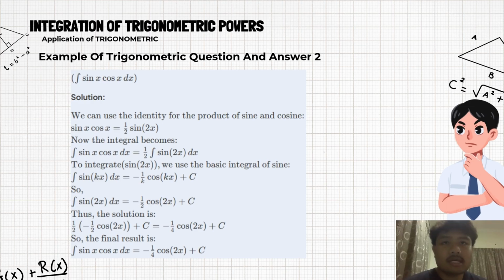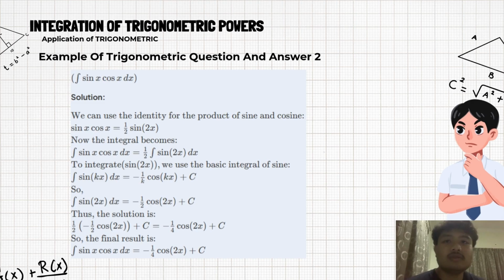So sin x cos x equals 1 over 2 sin 2x. So the integral of sin x cos x dx equals 1 over 2 times the integral of sin 2x dx. To integrate sin 2x, we use the basic integral of sine: the integral of sin kx dx equals negative 1 over k cos kx plus c. So the integral of sin 2x dx equals negative 1 over 2 cos 2x plus c.